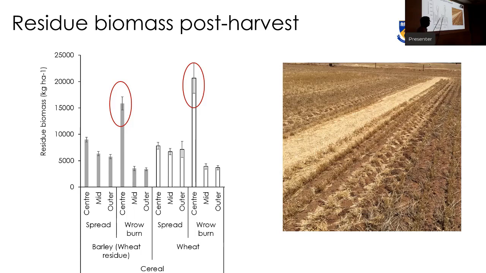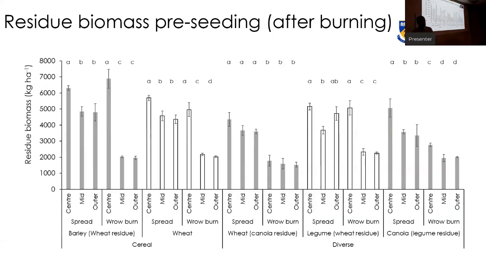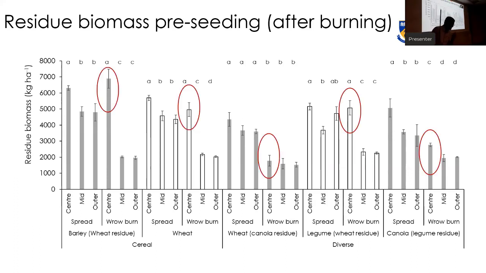So that again in more detail. That's what's happened straight after harvest. Probably more important is what's happened just at seeding time, so I've got the residue at seeding as well. This is obviously a very big graph, but I'll point out the important things one at a time.